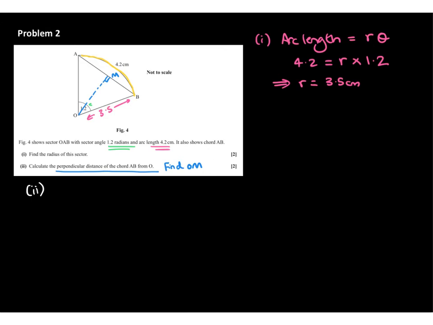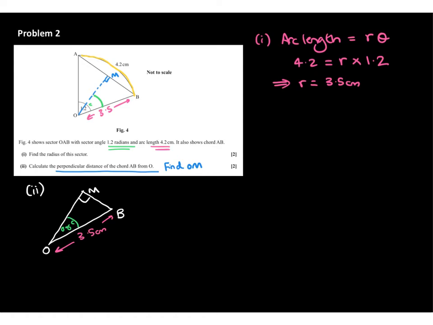Now, there are lots of different ways in which we can go about this. I'm going to sketch out the right-angled triangle that has M here, O here, and B here. And remember, we're finding the distance OM. I know that OB is the radius that I calculated in part 1, so 3.5 centimetres. And my angle is, of course, this angle here, which is half the overall angle of the sector. So this angle here is 0.6 radians.